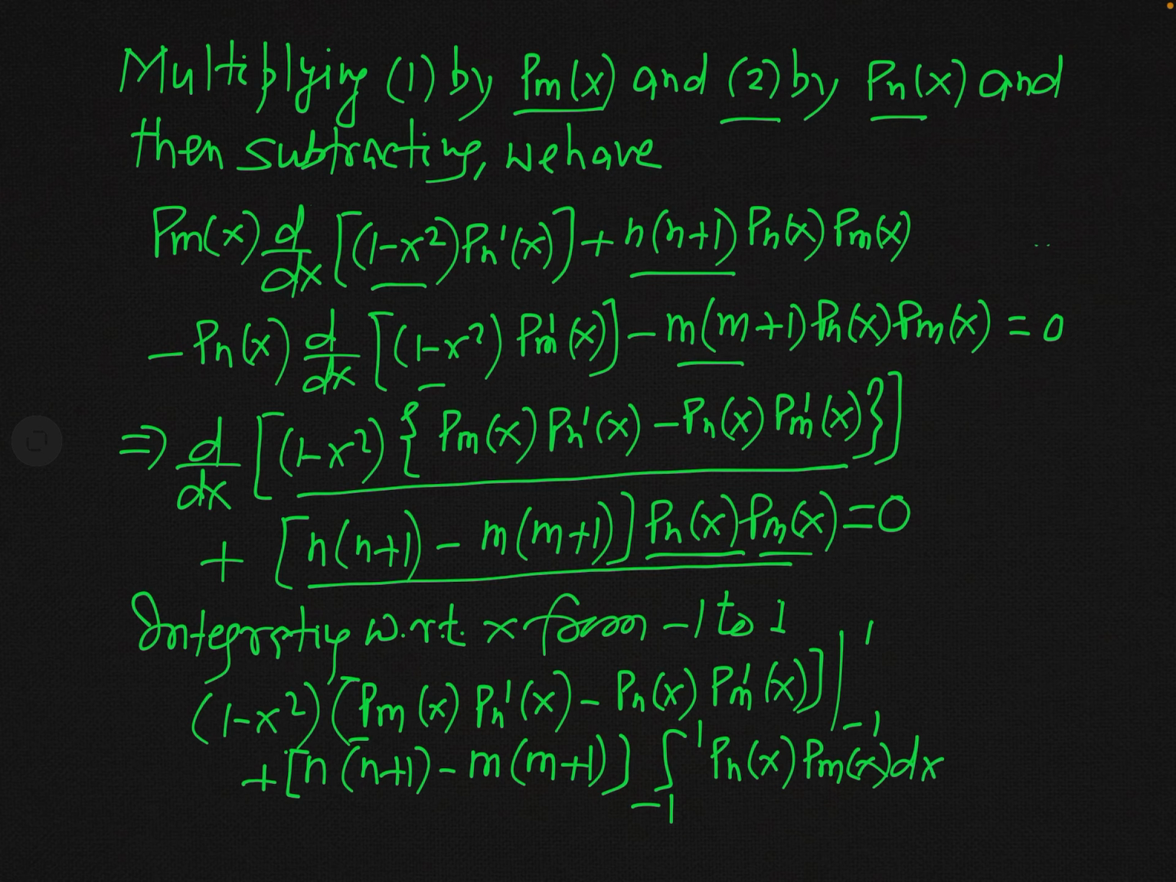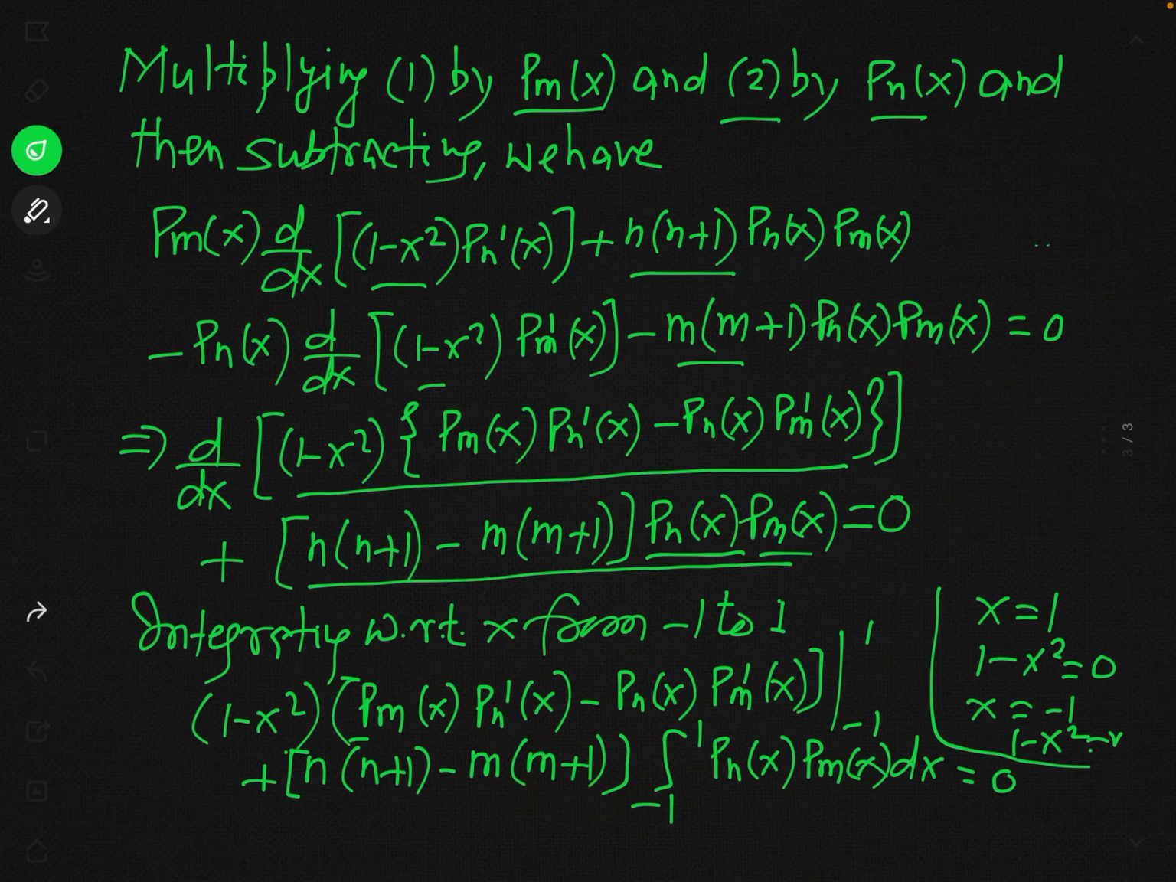Now you can see here, when we put x equal to 1, this 1 minus x square will be simply equal to 0. And when we put x equal to minus 1, that is the lower limit, then again you can see that this 1 minus x square will be equal to 0. And here I have not written the RHS. Actually in the RHS there will be 0. So this is equal to 0.